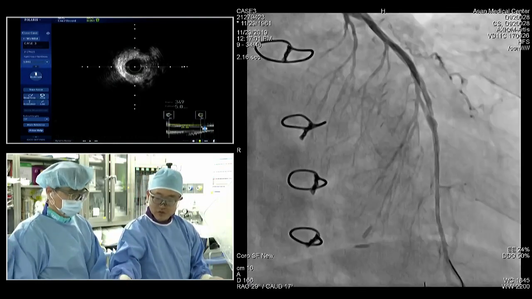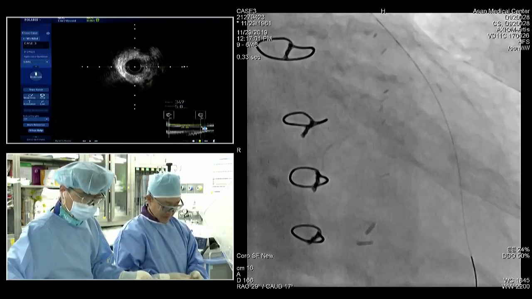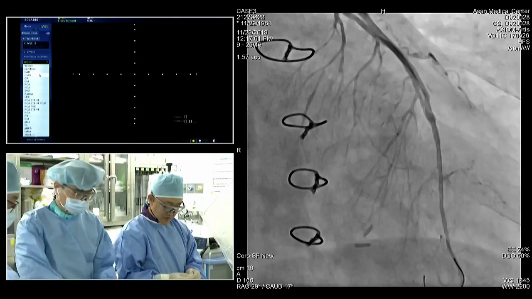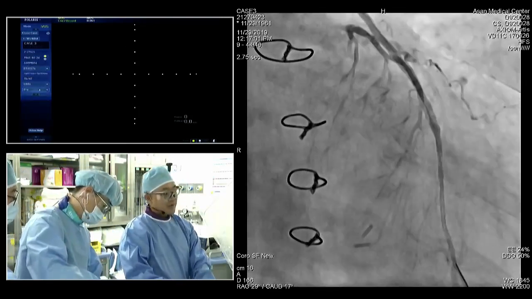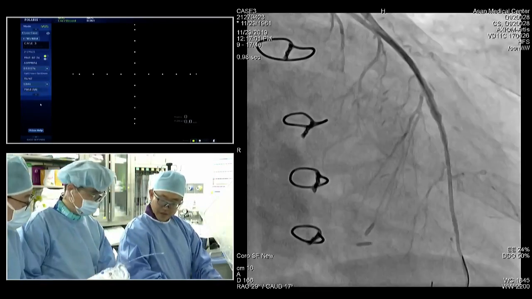So, just one. Let's look at the IVUS again here. So we do not have enough data about the DEB, right? I'll try to do the DEB inflation, right? You know, I think these are rare circumstances. We will never have a study.